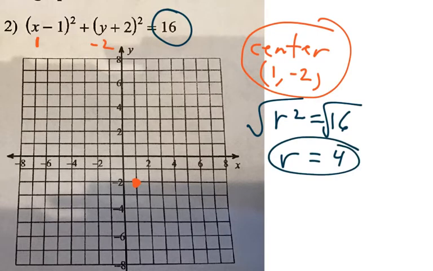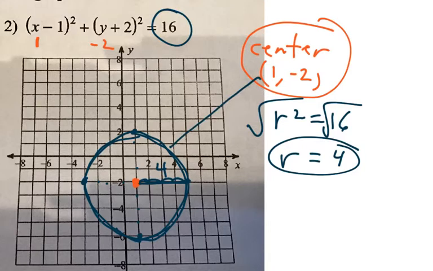So from the center, I'm just going to count 1, 2, 3, 4 to the right again. 1, 2, 3, 4 up. 1, 2, 3, 4 to the left. 1, 2, 3, 4 down. Connect with a nice arc. And I have my circle graphed. Radius is 4. Center at 1, -2. Pause your video again if you need to.